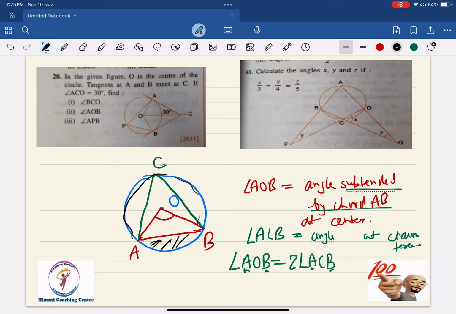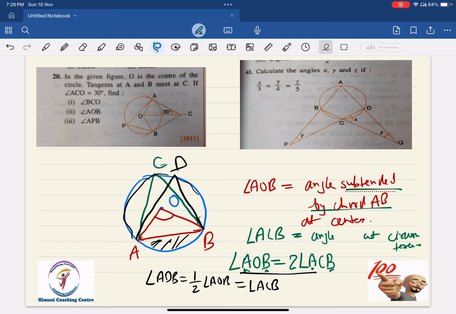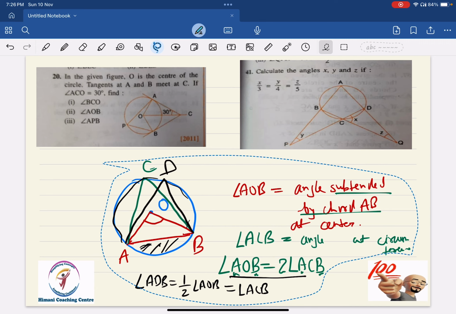The other thing, if I join another point and let me name it ADB, then according to this theorem, we will say that angle ADB is half of AOB, and which is true for angle ACB also, which gives us the second theorem, which tells us that angles made by the chord in the same segment are equal. Okay, so that is the theorem which we should be aware.